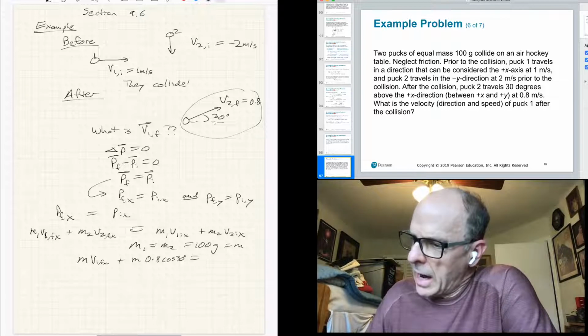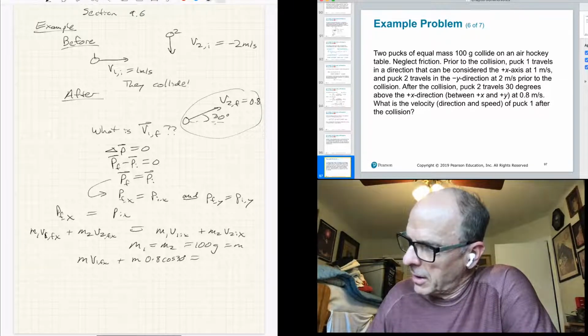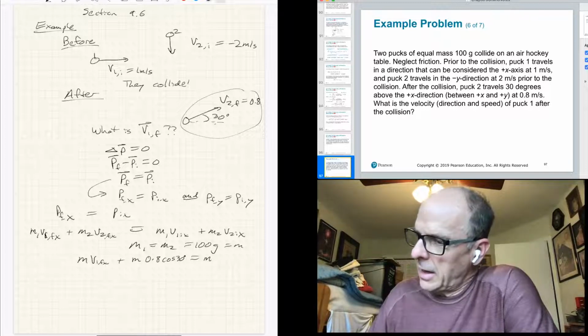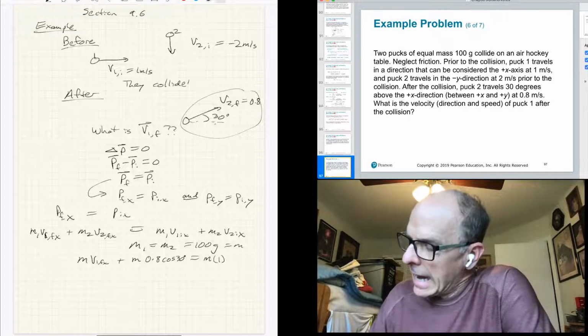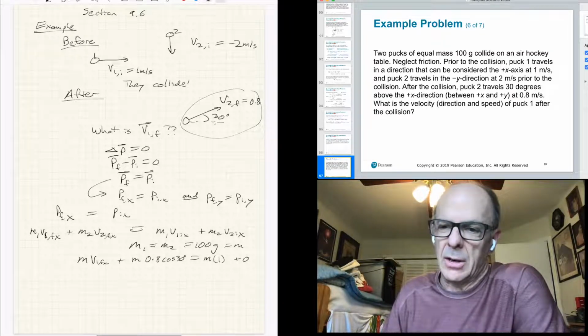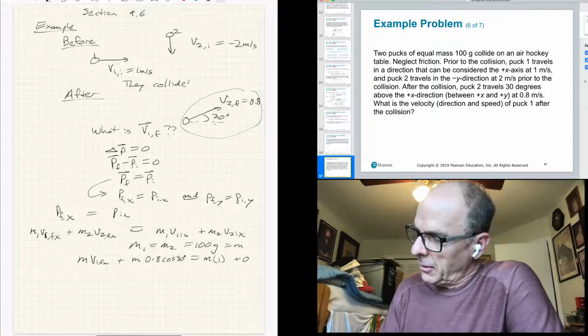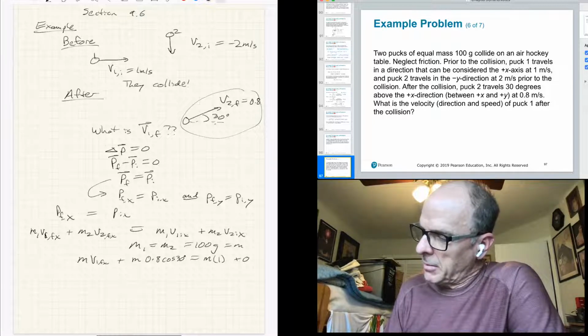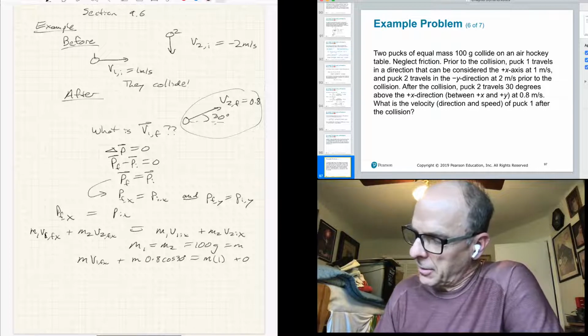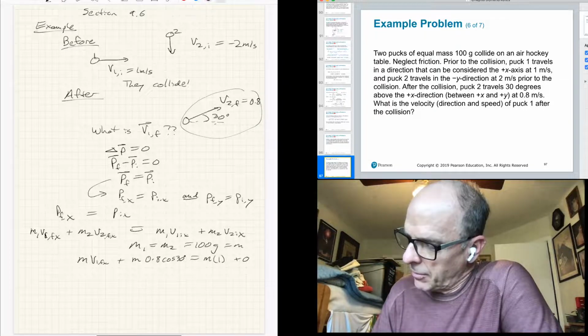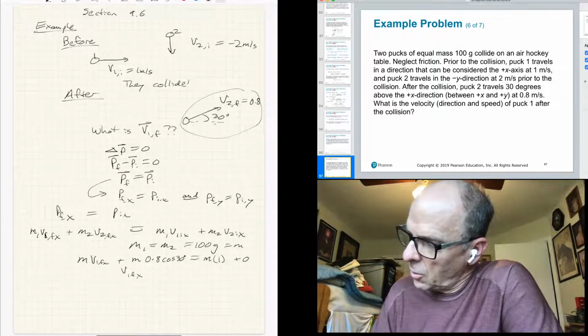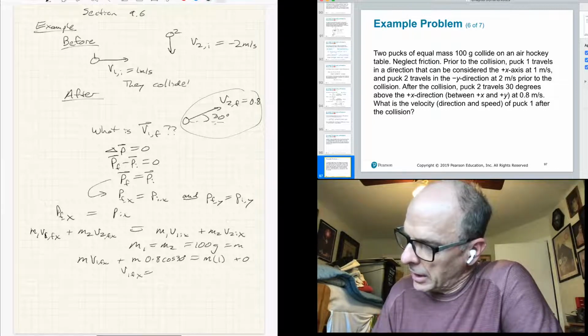m1 v1i, well, v1i is that 1 meter per second, so that's just m times 1, and v2ix is 0 because it's traveling initially only in the y direction, not at all in the x direction. So notice I've got an m in every term, so I can cancel that out, and that gives me v1fx equals 1 minus 0.8 times cosine of 30 degrees.